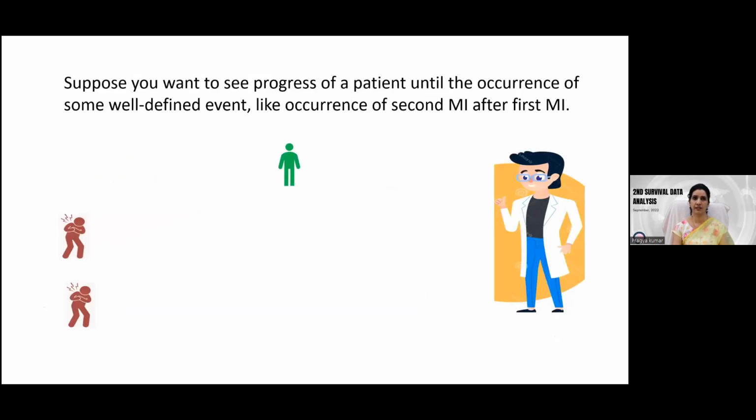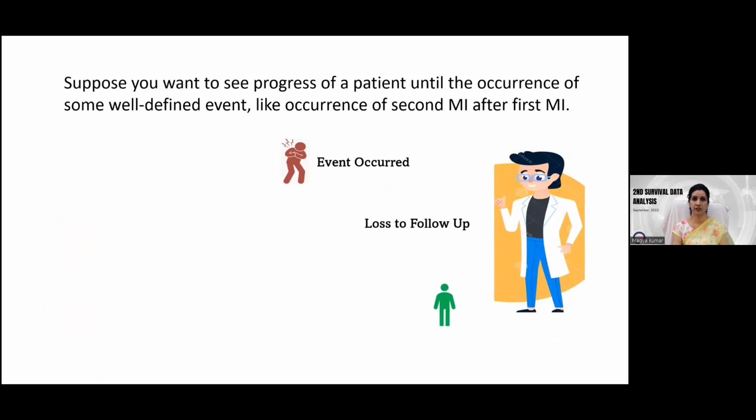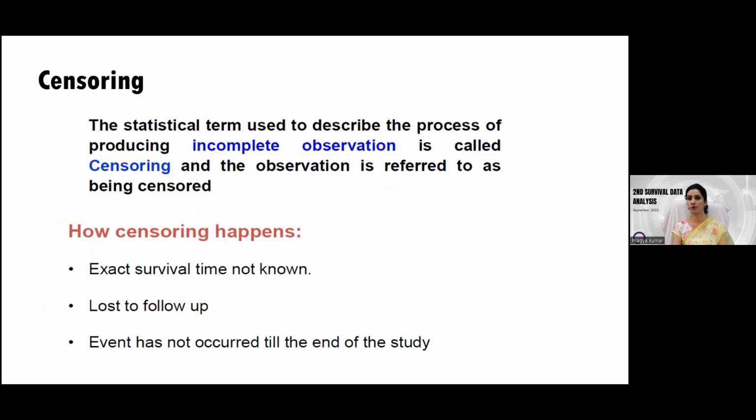So this is again the same thing. You want to measure the progress of a patient until the occurrence of some well-defined event. So there can be a case where the event occurred, or there can be cases when there is a loss to follow-up. So now coming to censoring. What is this censoring? Censoring is again a statistical term which we use to describe the process of producing incomplete observations.